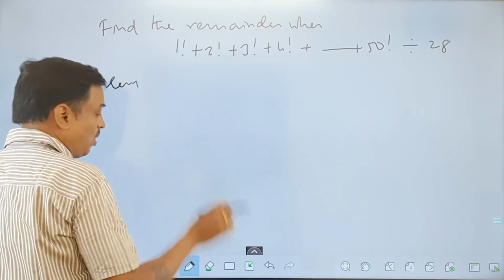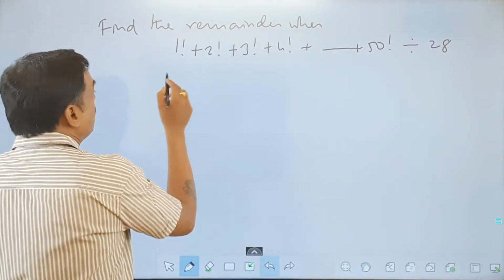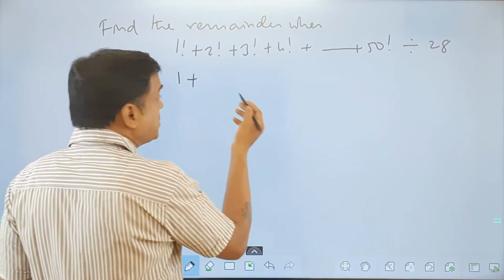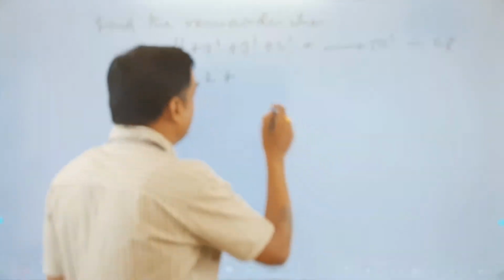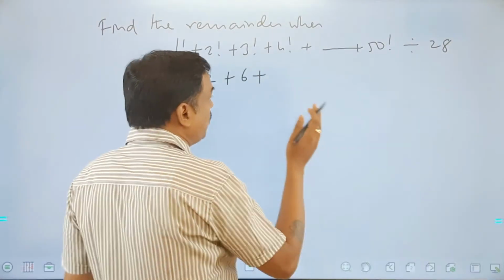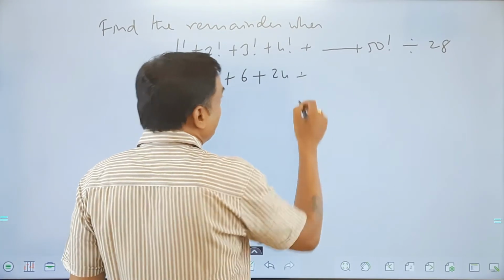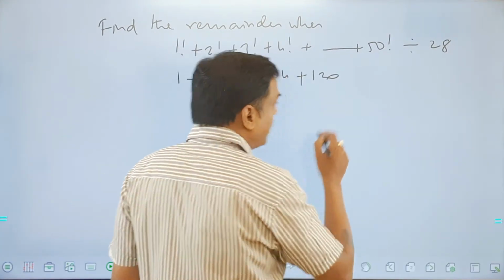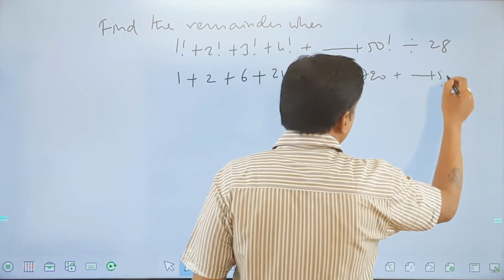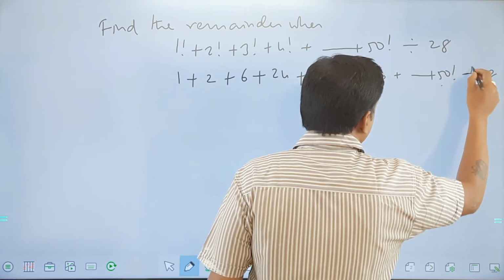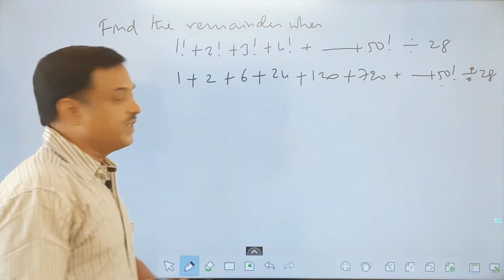Initial numbers, friends, let us take initial numbers here. 1 factorial is 1, 2 factorial is 2 into 1, which is 2. 3 factorial, 3 into 2 into 1, which is 6. 4 factorial, 4 into 3 into 2 into 1, this is 24. 5 factorial is 120, 6 factorial is 720, and so on up to 50 factorial. We have to divide it by 28. This is what the question is.